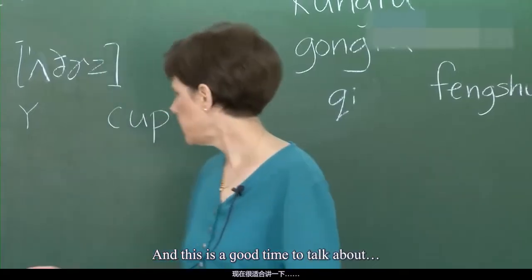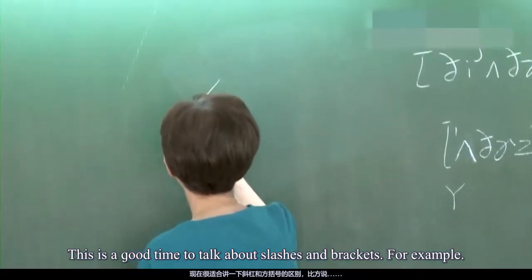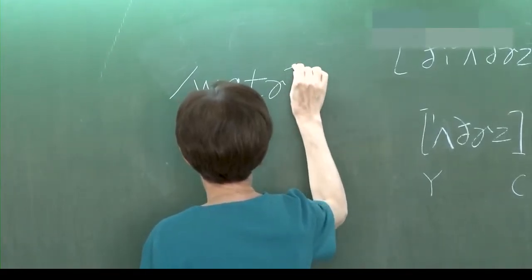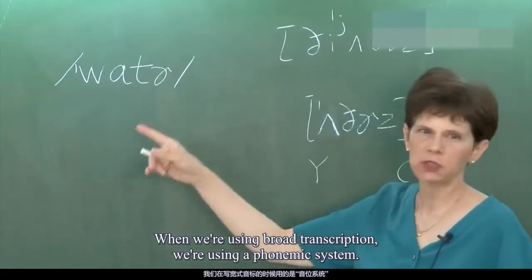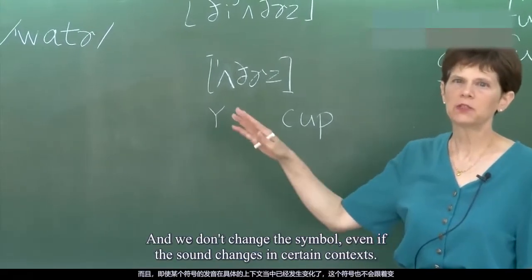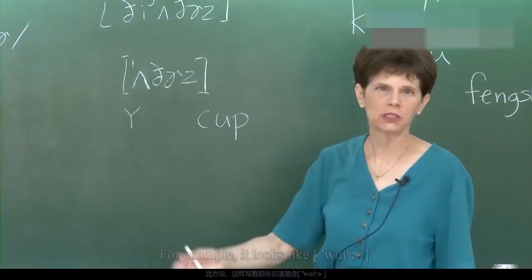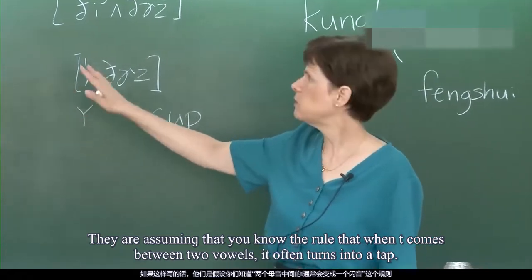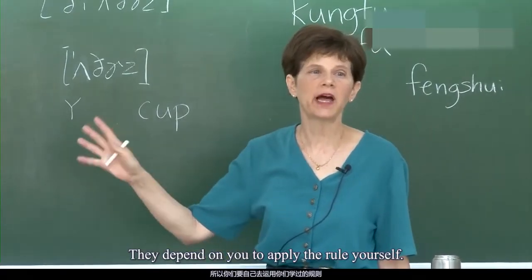And this is a good time to talk about slashes and brackets. For example, this is how we write it in broad transcription. When we're using broad transcription, we're using a phonemic system. That means each phoneme has one symbol, and we don't change the symbol even if the sound changes in certain contexts. For example, it looks like water, but you know we don't say water in American, we say water. They're assuming that you know the rule that when T comes between two vowels, it often turns into a tap. They depend on you to apply the rule yourself.